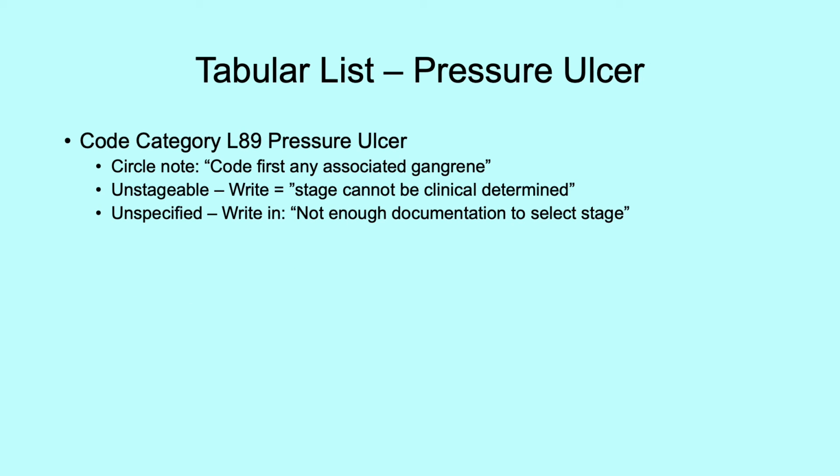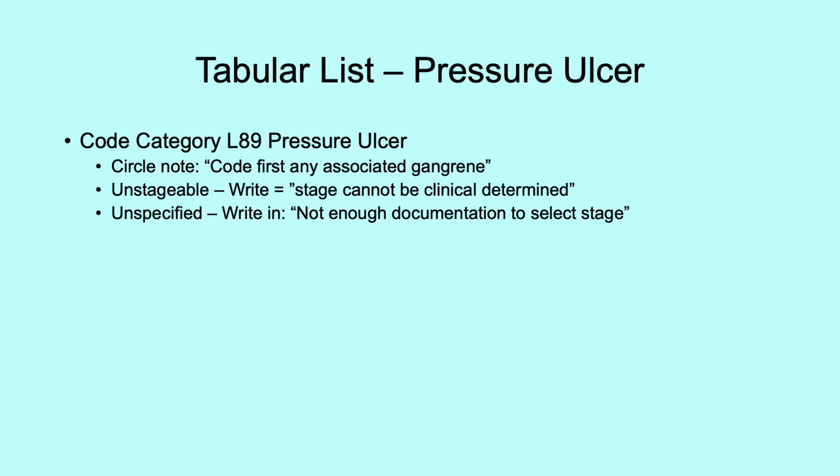Okay, for pressure ulcer, L89, circle first the note that says code first any associated gangrene. So if there's gangrene, you code that first. Also write in the definitions for unstageable and unspecified because those are confusing.